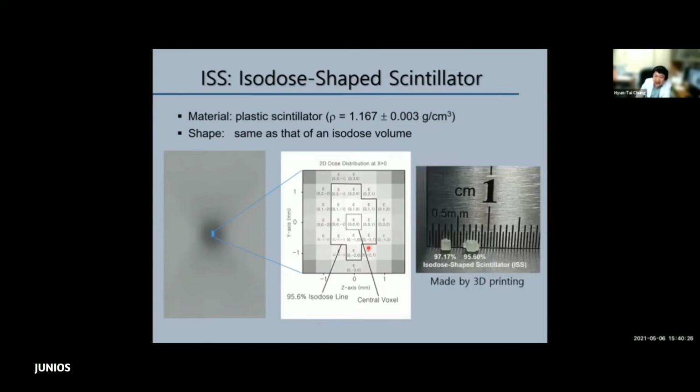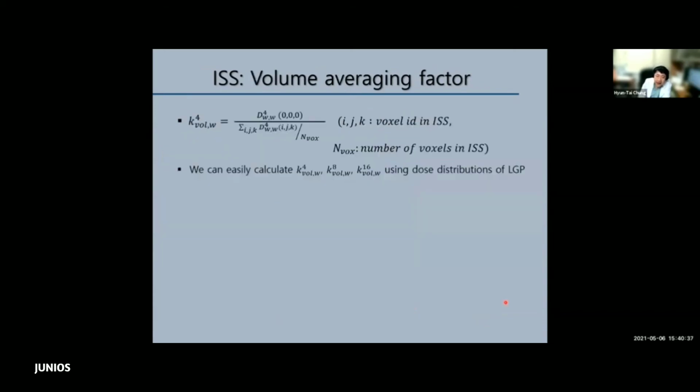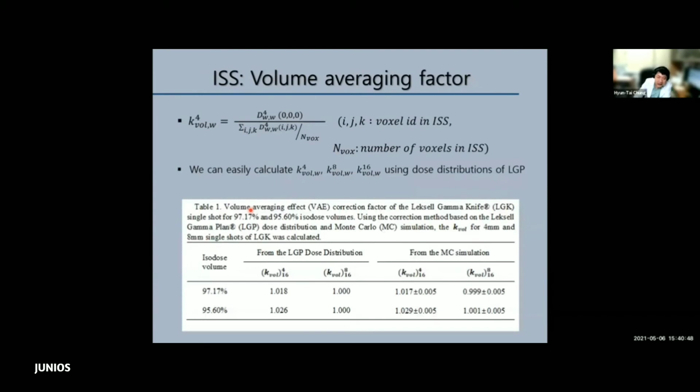So we made two types of scintillators, 97.2% and 95.6%. They were made by 3D printing. And we can easily calculate the volume average factor. It's a simple numeric calculation. We don't need any integration, just summation. And this is the value. This is the K416 of the 97.2% one, 1.018. And those were used from LGP. And to be sure, we performed our own Monte Carlo simulation and we got similar results.